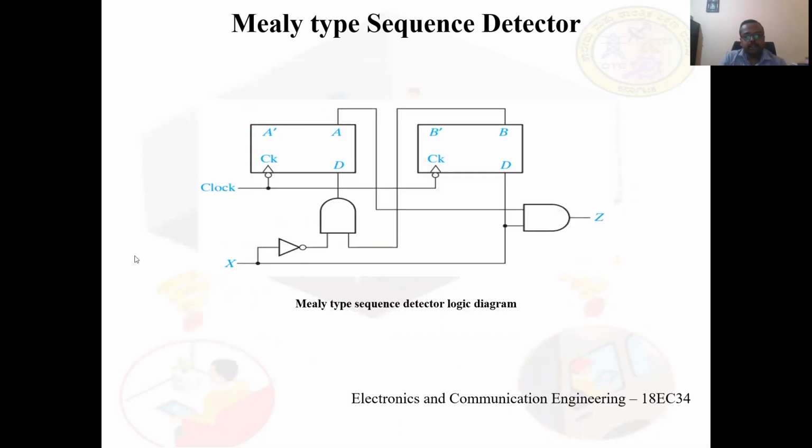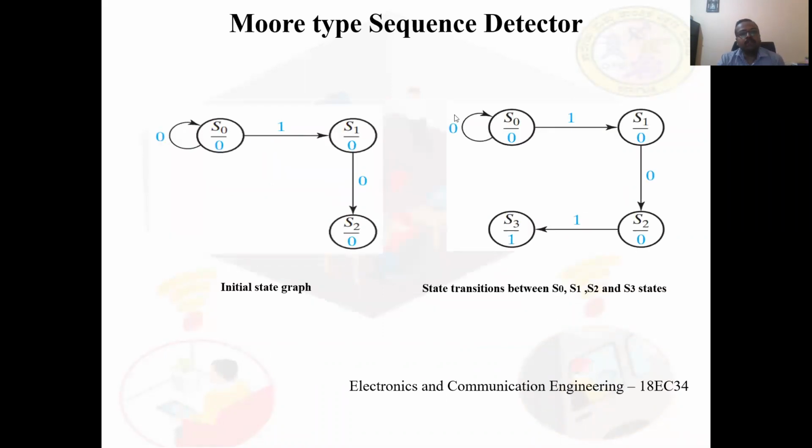And the implementation is shown in this diagram. And this is a Mealy type of sequence detector. Next, for the same given problem statement, we'll implement the sequence detector using the Moore model. Now, in the Moore model, the output is a function of the present state only. And if you see the state graph for this one as compared to the Mealy model, in the Mealy model we had x/z as part of the transition itself.